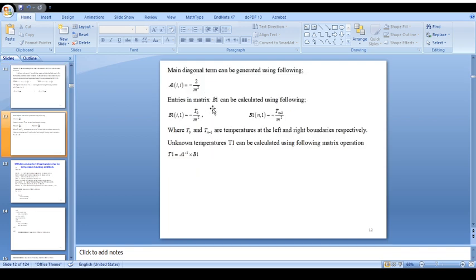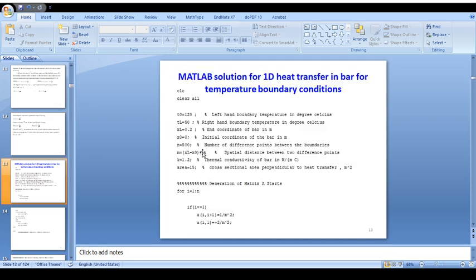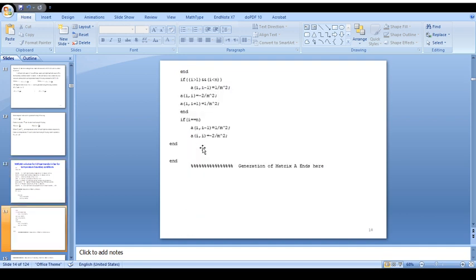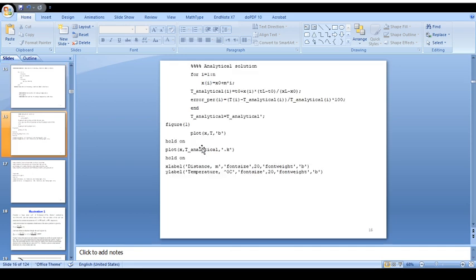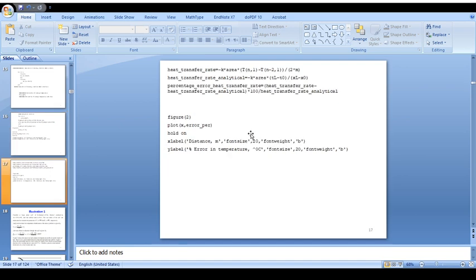Now matrix B, the boundary condition matrix, would be generated from this. This is the first element, this is the last element, and finally once we have the matrices we can calculate the unknown temperature by A inverse multiplied by B. This is the same way the program is written. So with these simple commands you can generate the solution, and this is the analytical solution of that, which is also plotted.